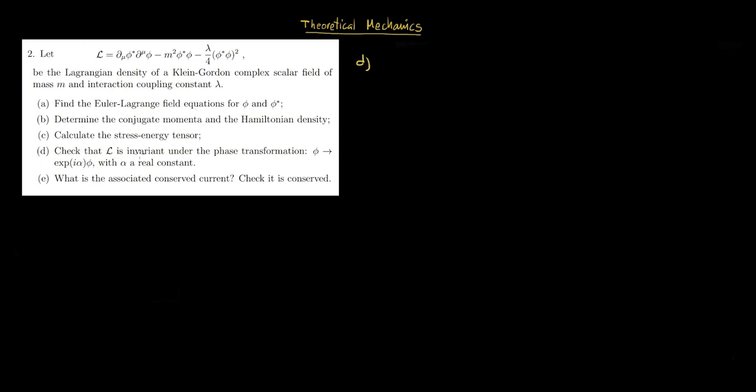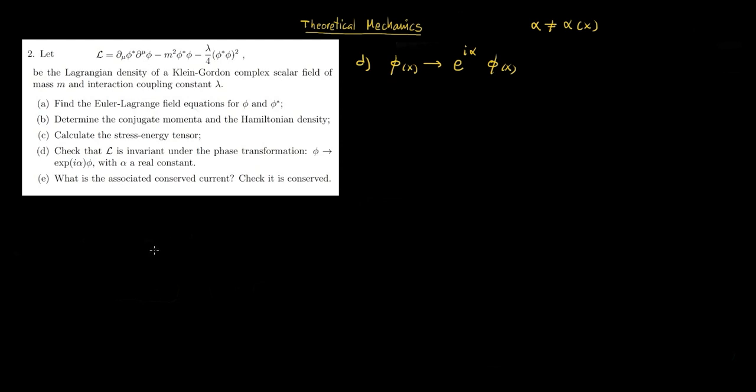Check that L is invariant under the phase transformation phi going to e to the i alpha times phi. And notice that in this exercise alpha doesn't depend on x. If that were the case, it would lead us to a gauge transformation, but this is not the case. Alpha doesn't depend on x. So let me delete this so you don't get confused.